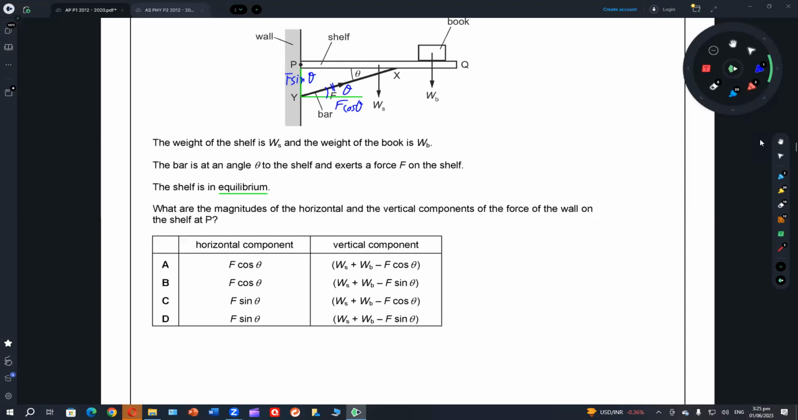So it means the magnitude of the horizontal component of the force of the wall on the shelf, that is obvious then. The horizontal component would be F cos theta. So C and D are not possible. No competition.